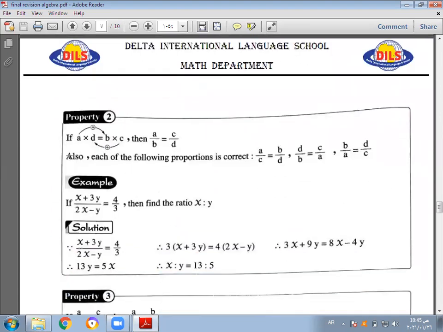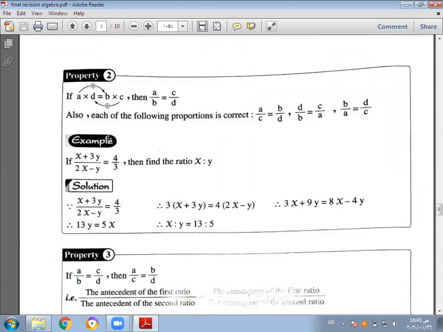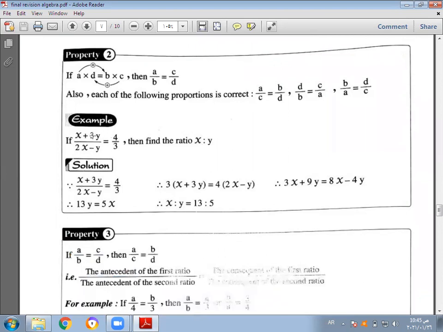Property number 2: if A times D equals B times C, we can make a proportion as the following: A over B equals C over D. Let's take an example. If x plus 3y over 2x minus y equals 4 over 3, then find the ratio x to y. So the product of extremes equals the product of means. So 3 times (x plus 3y) equals 4 times (2x minus y). By simplifying, 3x plus 9y equals 8x minus 4y. So x to y equals 13 to 5.